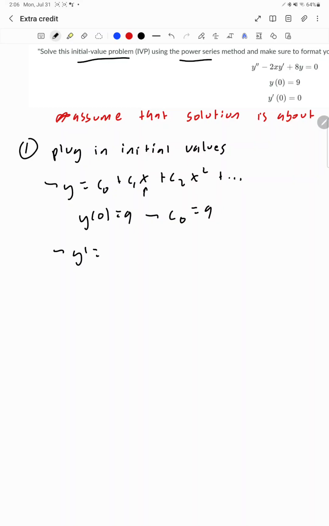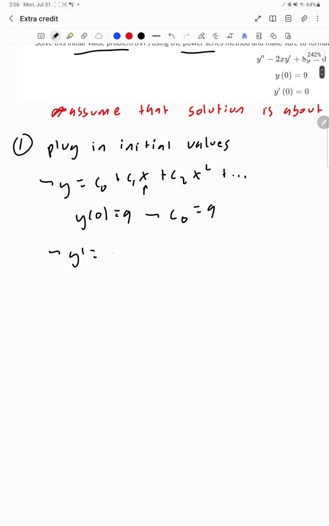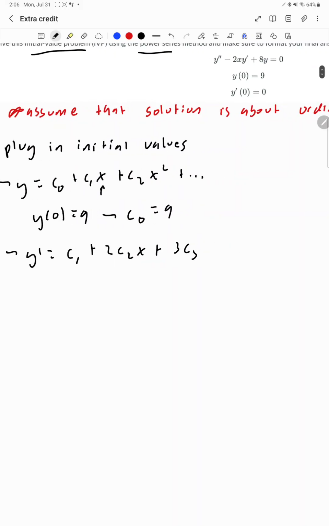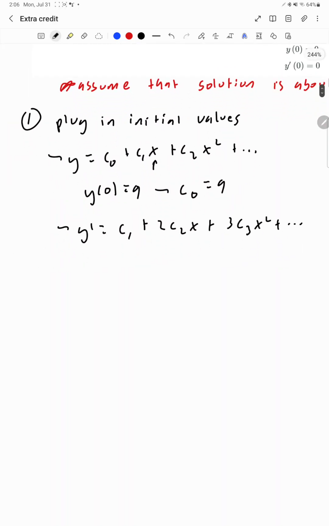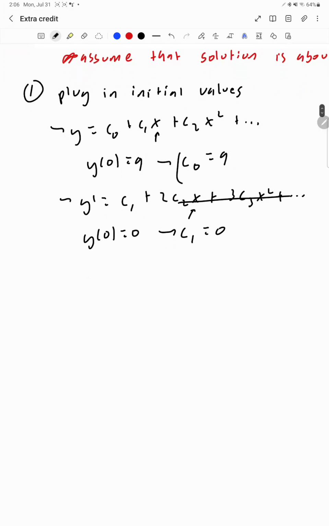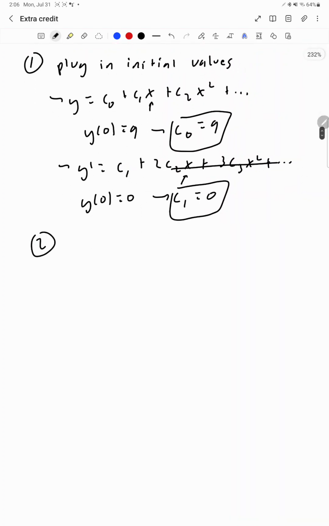And then y prime equals, and so C0 is going to go away. And so then you have C1 plus C2x plus 3C3x squared plus dot dot dot. And so when you plug in 0 into x, because y prime of 0 equals 0, all of these are going to cancel out. And so then C1 equals 0. So we're going to box these to keep these in mind for later on.